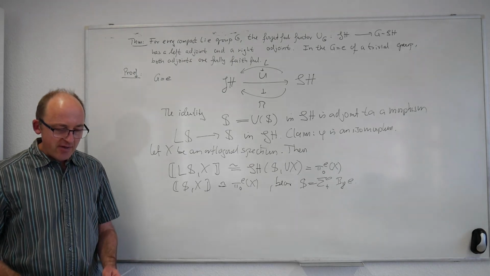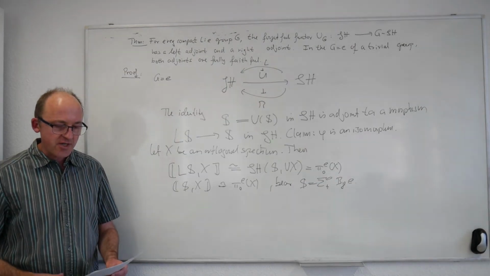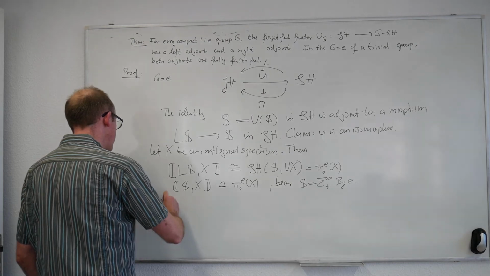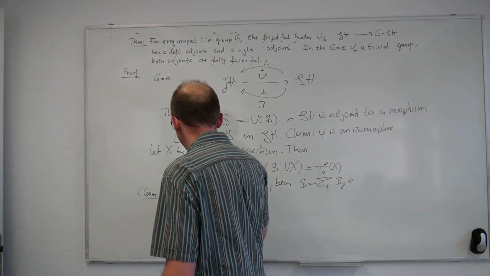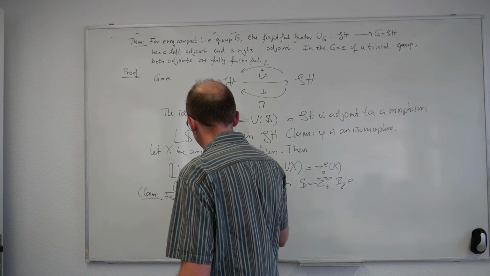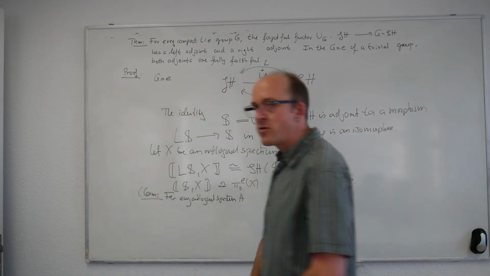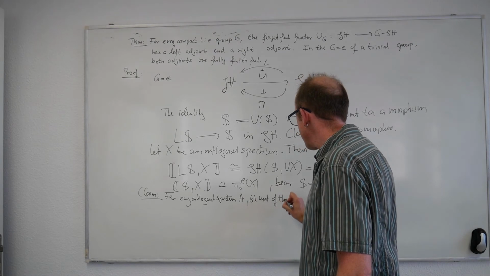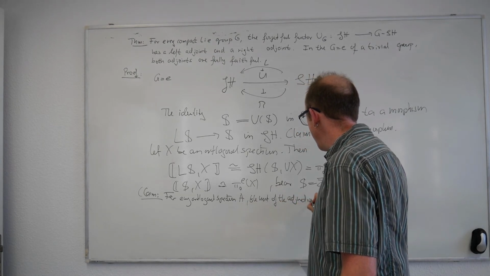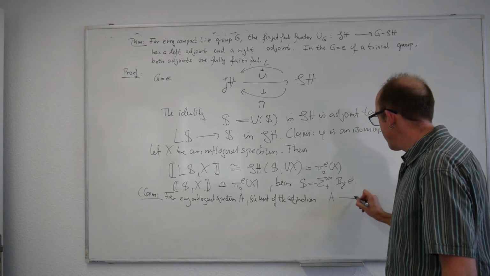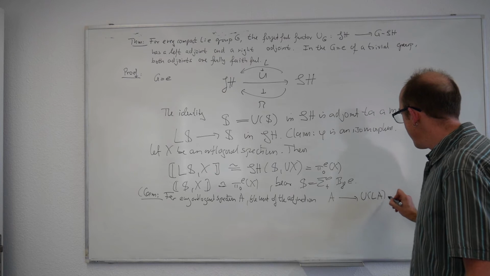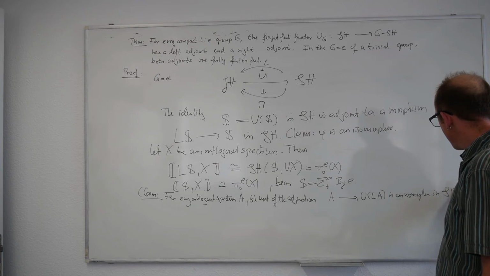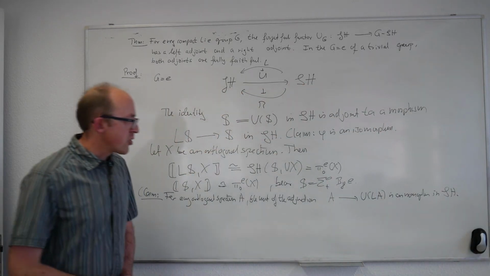The next partial step involves the verification that the unit of the adjunction is always a non-equivariant isomorphism. So the next claim is, for every orthogonal spectrum A, now considered as a non-equivariant stable homotopy type, the unit of the adjunction for L and U, so this is a morphism from A to U of L of A, and I claim that this is an isomorphism in the non-equivariant stable homotopy category. How do we see this?